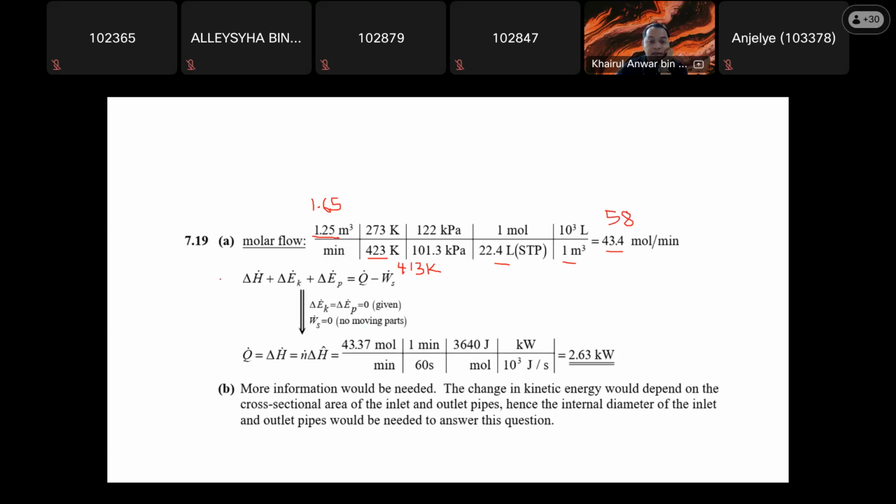So this is the expression for the open system. This is just a furnace conversion. There is no shaft work. So Q equals delta H, which equals n-dot times specific enthalpy. The specific enthalpy is in joule per mole.